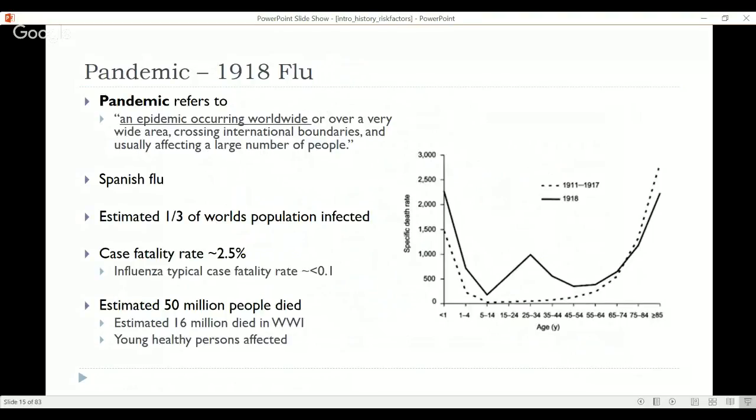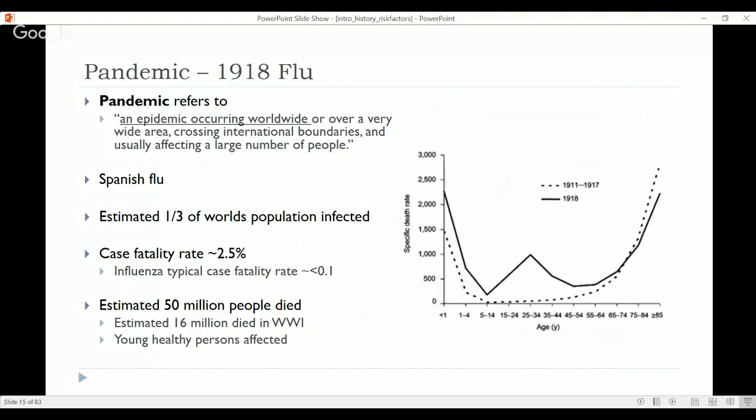All right, so what about a pandemic? Now, a pandemic refers to an epidemic that's occurring worldwide or over a very wide area. So usually we're talking about something that crosses international boundaries and affects a large number of people. One of the more famous ones is the 1918, or Spanish flu. It's estimated that a third of the world's population was infected.